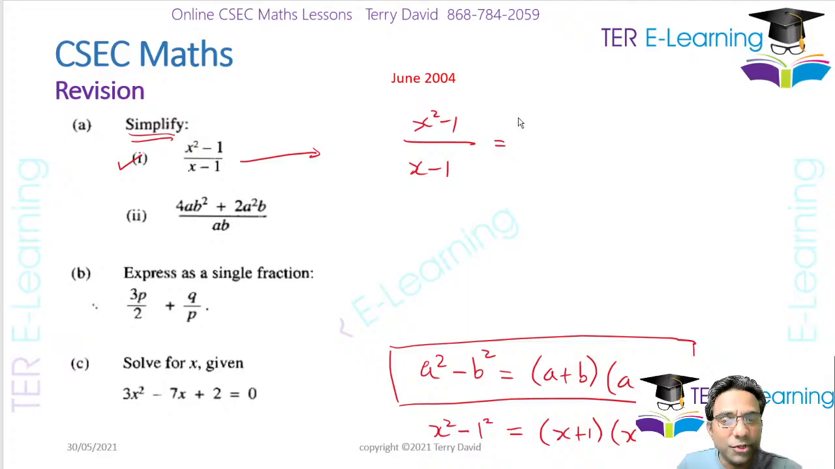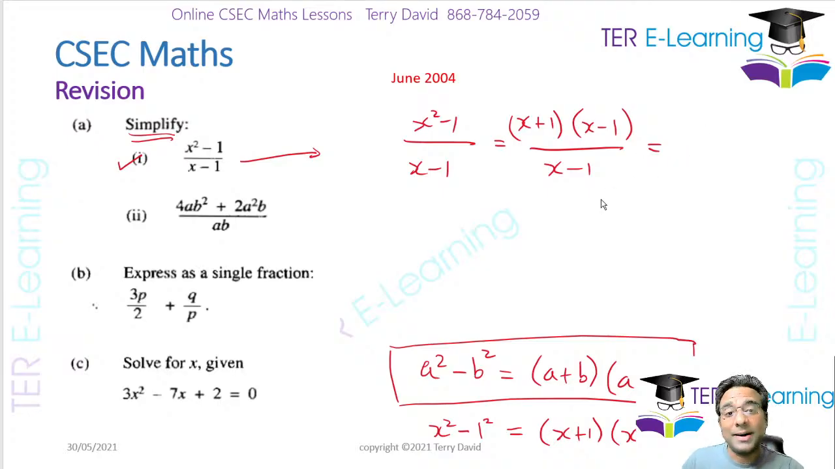So therefore, the numerator here is going to be x plus 1 multiplied by x minus 1, all over x minus 1. Now, if you look carefully, you realize you have x minus 1 on top and you have x minus 1 below. That means that this can cancel with this, and then my final answer here is going to be x plus 1. So when they say simplify, this is going to be my answer. Now we're going to apply the same principles to the second part of the question.